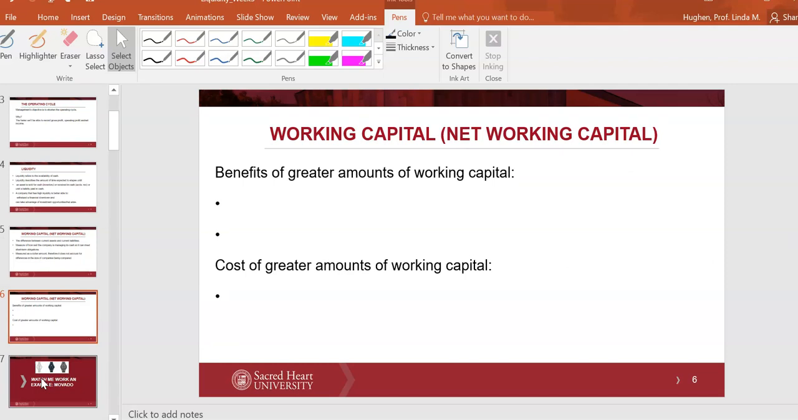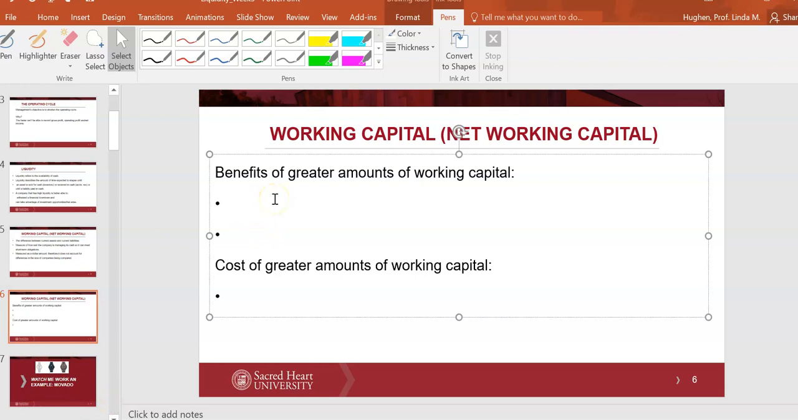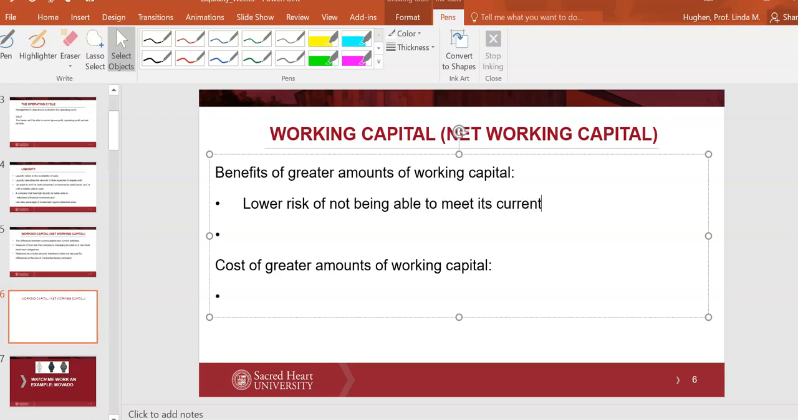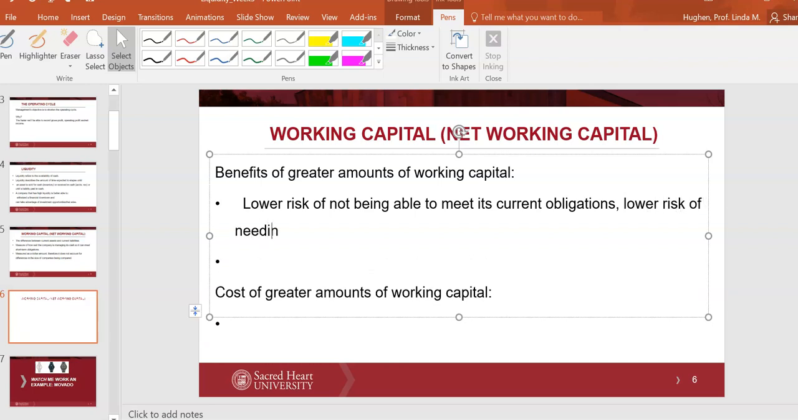The benefits of having greater amounts of working capital, these are not going to come as any surprise, but with more working capital, the company would have lower risk of not being able to meet its current obligations. In other words, lower risk that it's not going to be able to pay its bills as they are coming due, and therefore lower risk of needing to take out new debt.